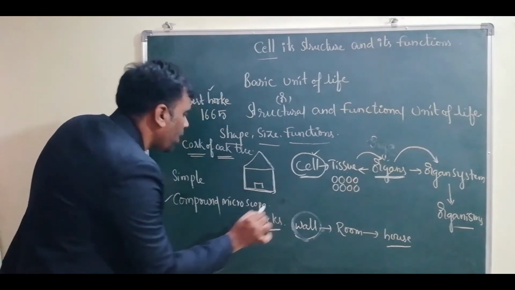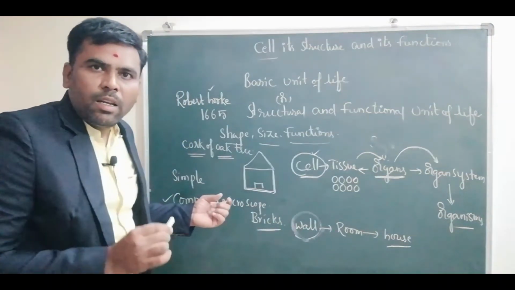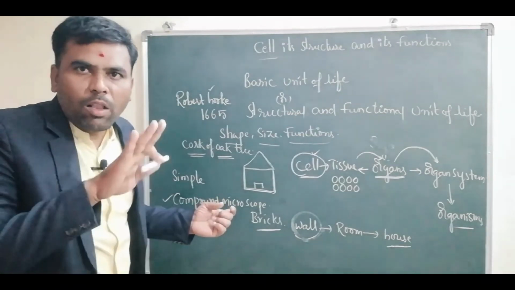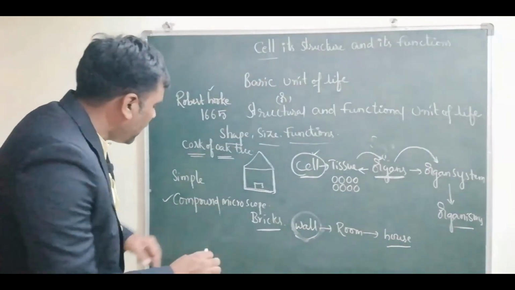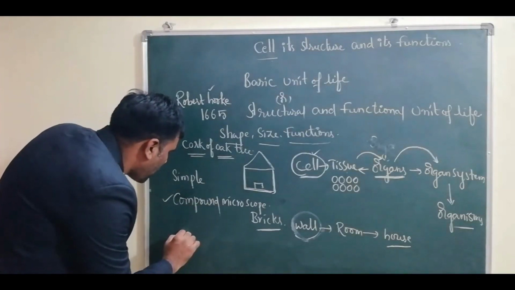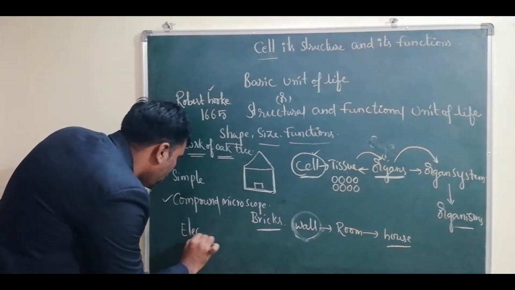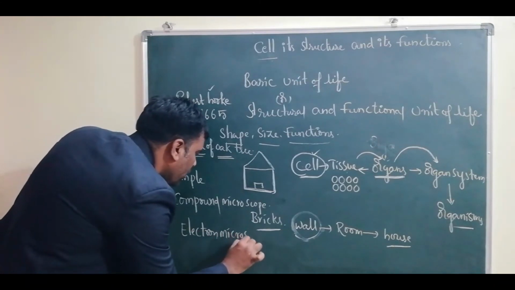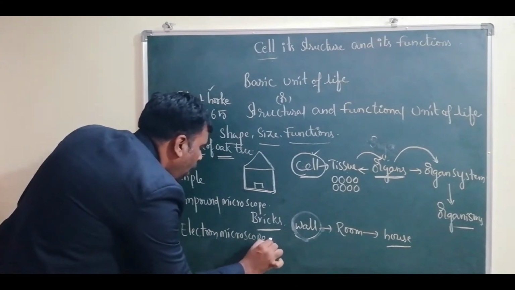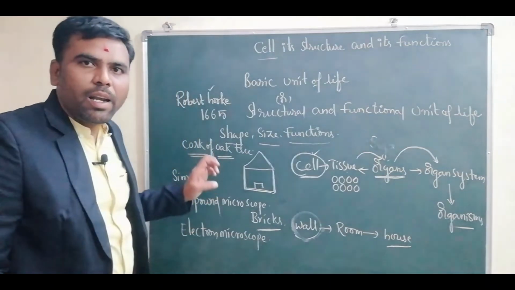By using compound microscope we can see some parts of the cell. All the parts are not visible clearly by using compound microscope. Then there is a special, powerful microscope, that is called electron microscope. By using this electron microscope we can see all the parts of the cell clearly.